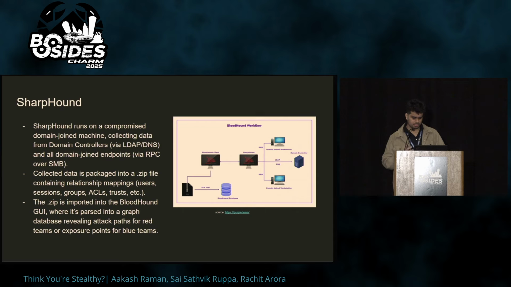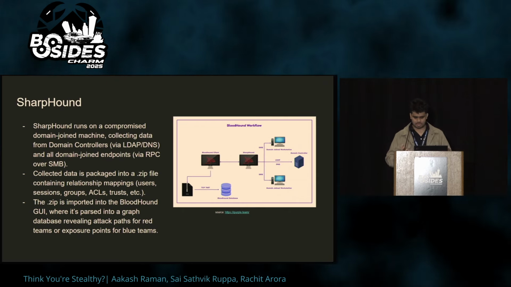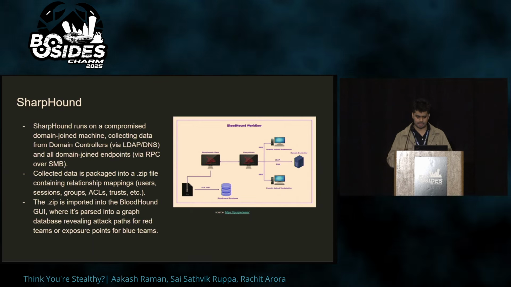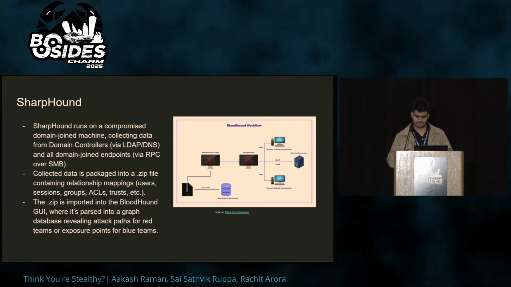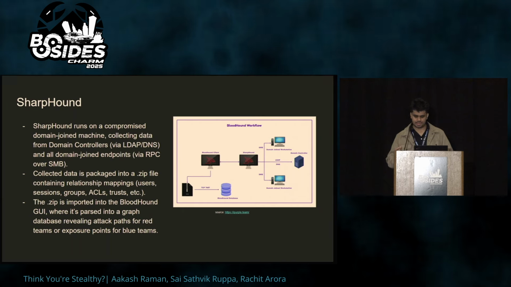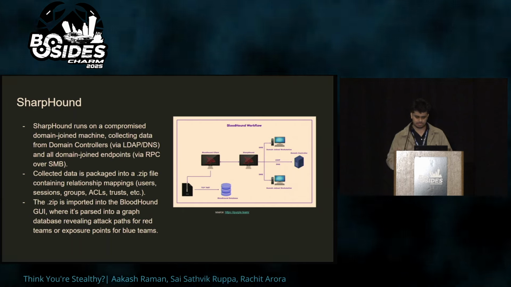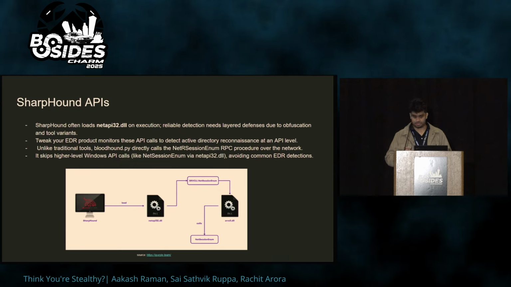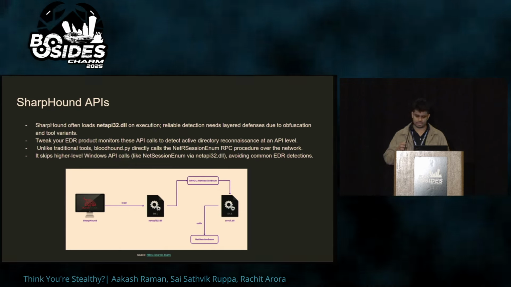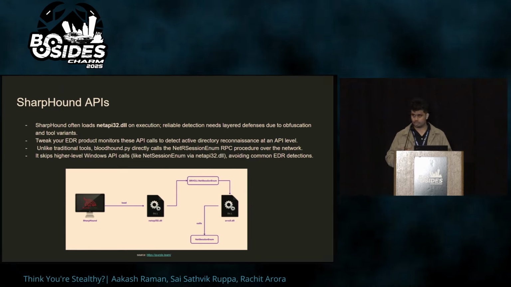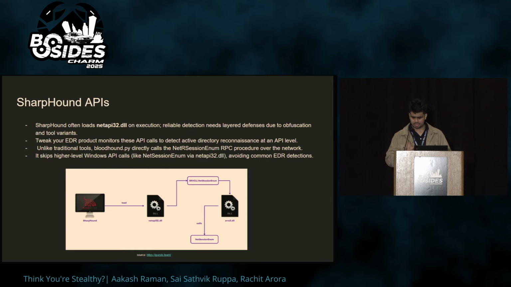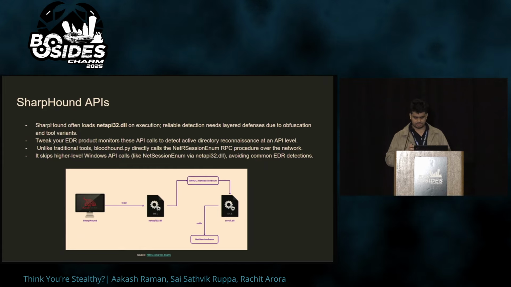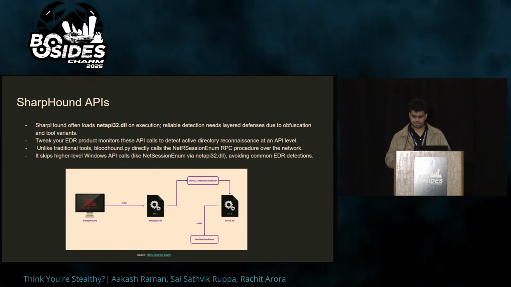And a bit about Sharphound. This is the core. Whenever Sharphound is run, it gathers all the information from the domain controller using LDAP and DNS, and from all the domain joined endpoints via RPC over SMB. All this data is packed into a zip file, and you can put that into Bloodhound and visualize it. Whenever Sharphound is loaded, it's going to load netapi32.dll. There are different variations of Sharphound, but the ones run from disk load this DLL, and it's going to call another DLL, srvcli.dll, and finally it's going to call NetSessionEnum. And NetSessionEnum is responsible for some enumeration in the AD network.